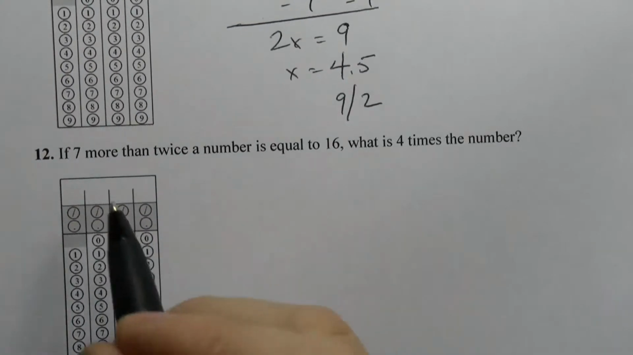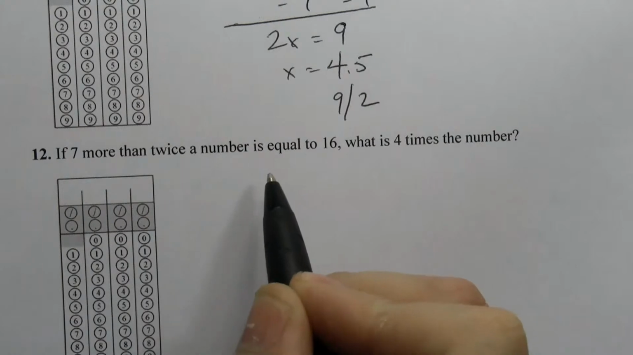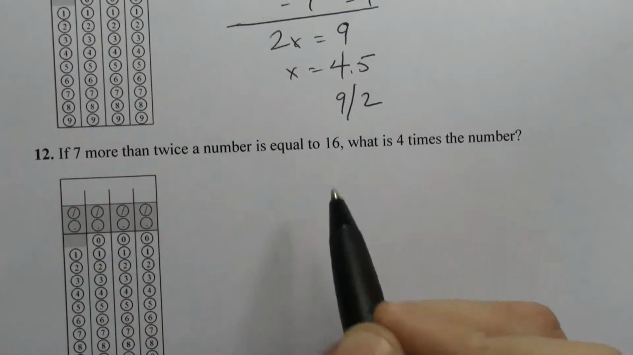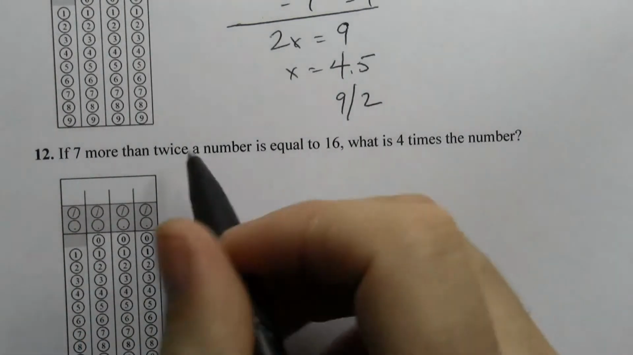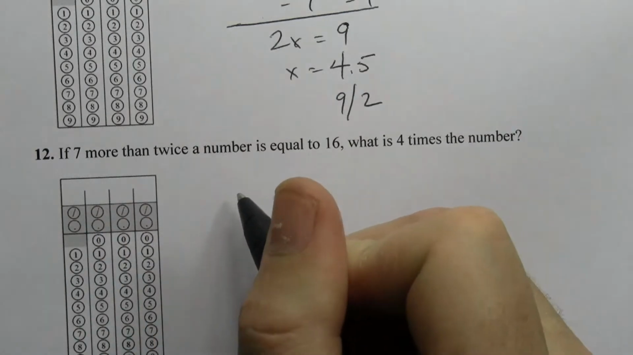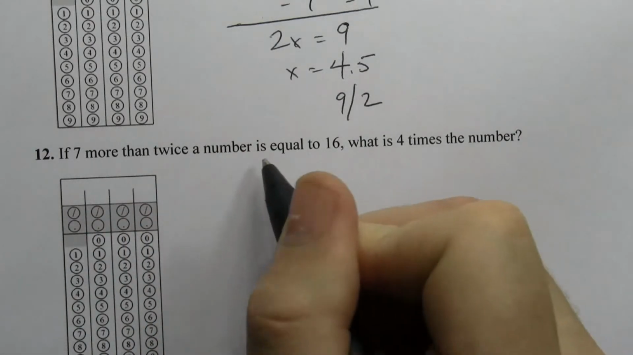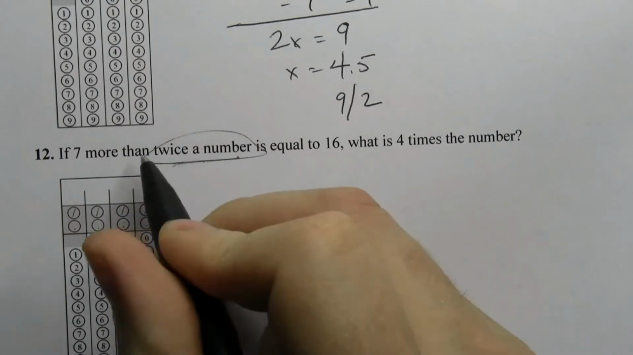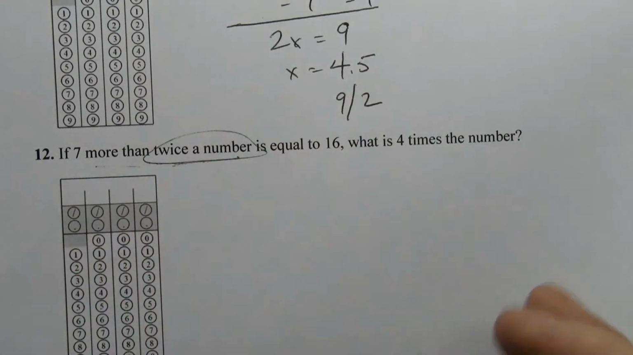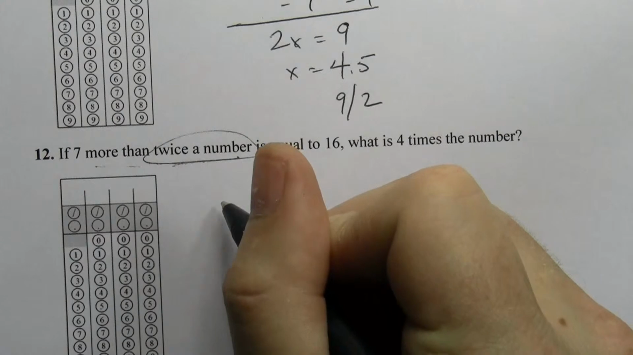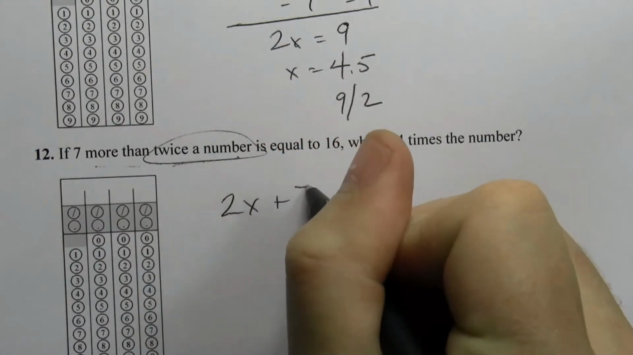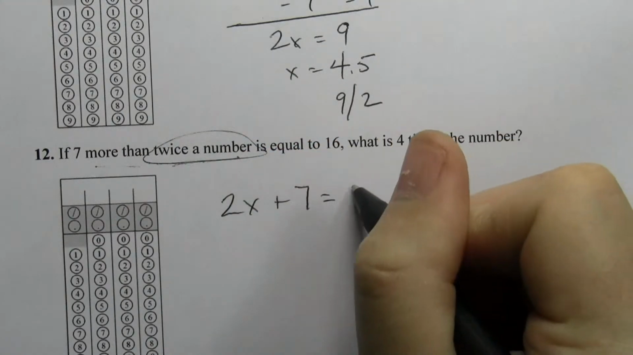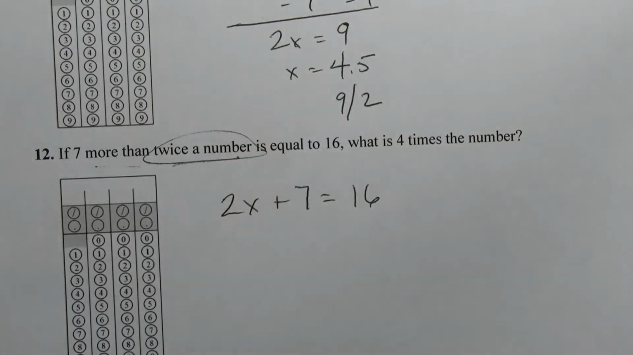It says, 7 more than twice a number is equal to 16. What is 4 times the number? So again, we have 7 more than twice a number. Okay, so in this case, it probably makes sense to do this first and then add that, because it's 7 more than something else, right? So twice a number, 7 more than, is equal to 16, which obviously is very similar to the previous one.